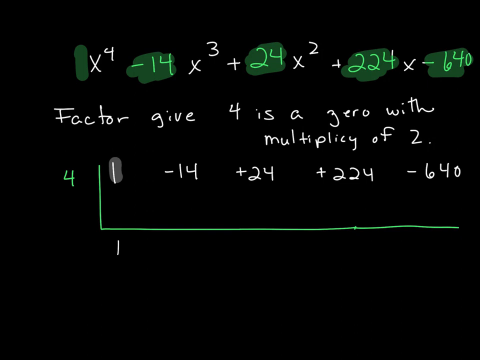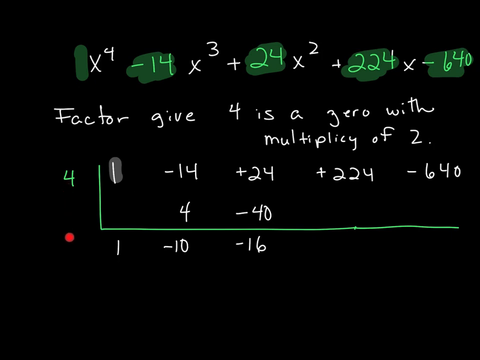And then I take 4 times 1, which is 4. I add negative 14 plus 4, and I get negative 10. Now I take my 4, multiply it times negative 10, which is a negative 40. Now I add a positive 24 plus negative 40. So 24 minus 40 is negative 16.